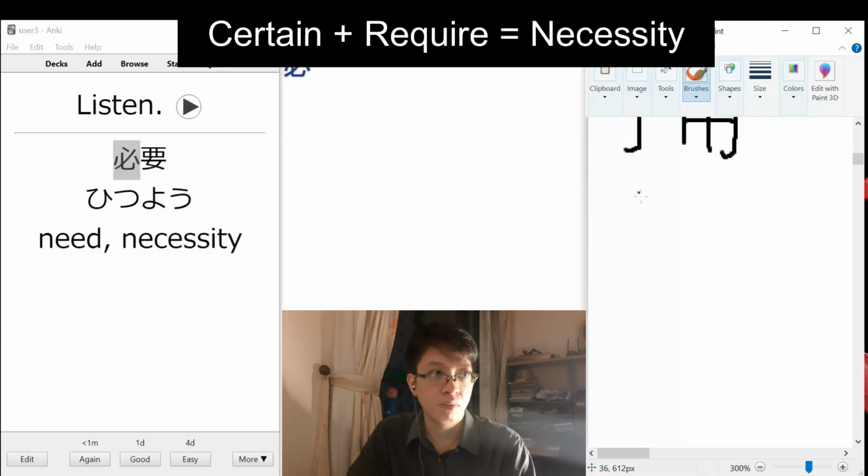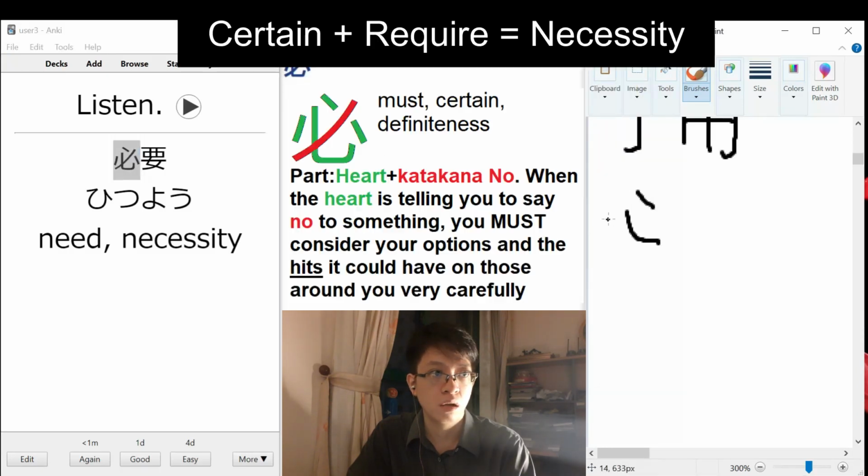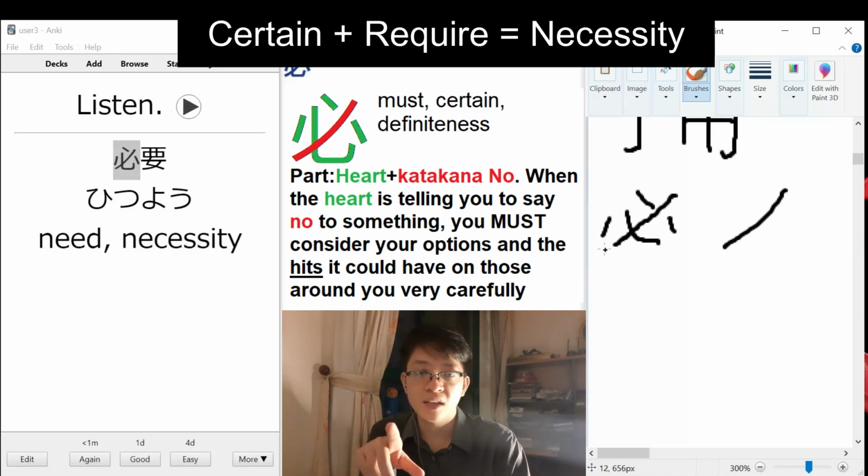So we have the heart, and we have the katakana no, so like no, right? So somehow if your heart is telling you to say no to something, you must consider your option very carefully, and that is the mnemonic for this kanji.